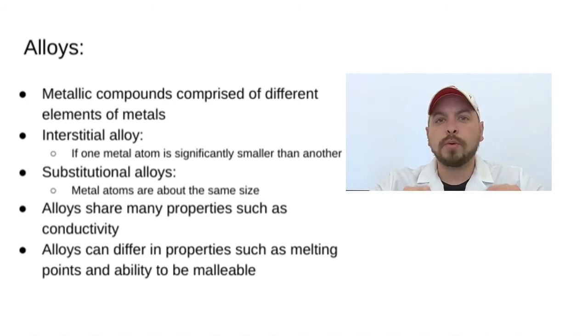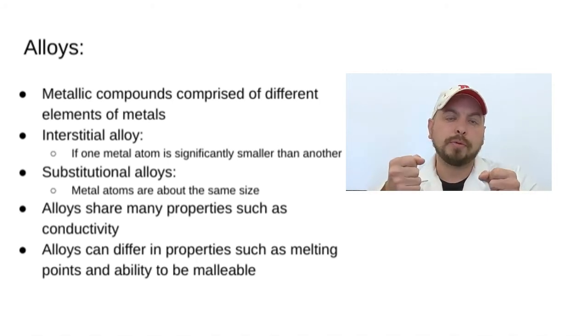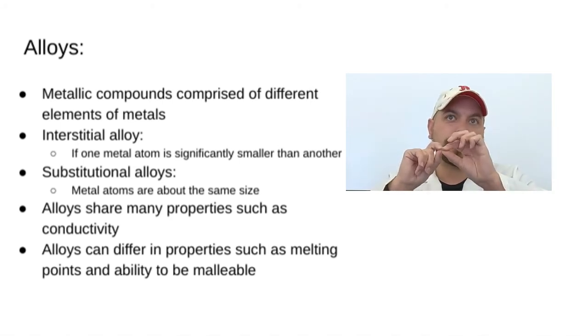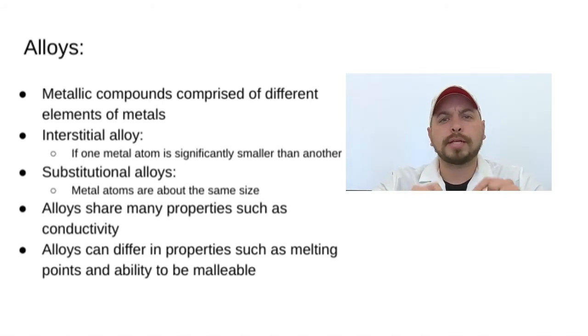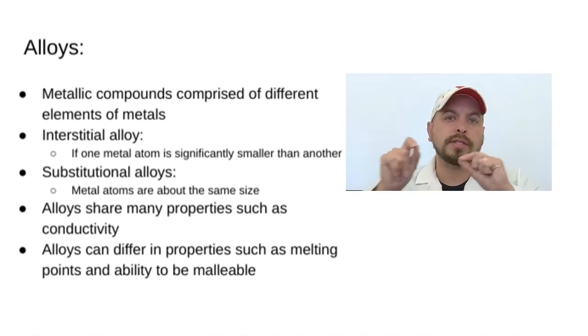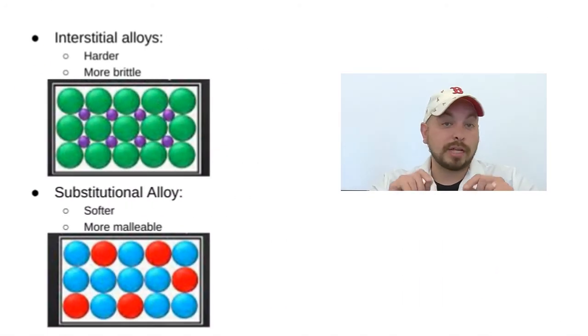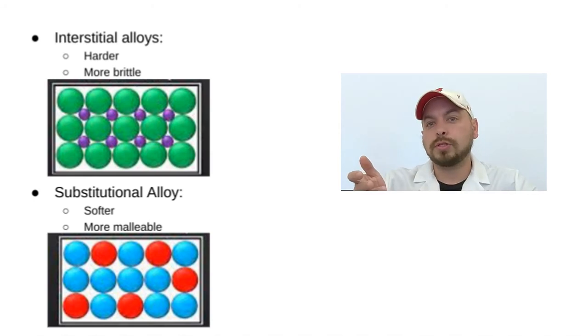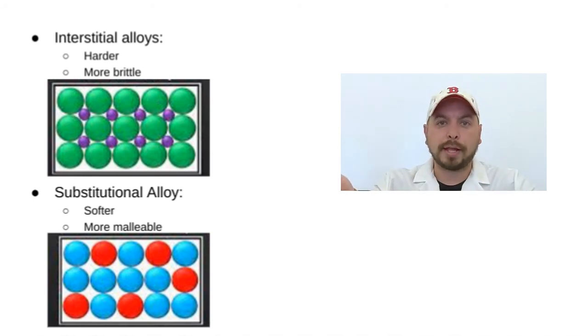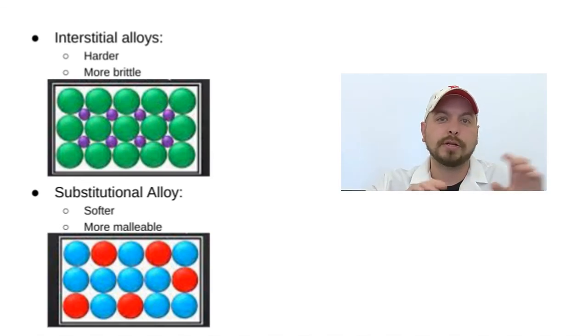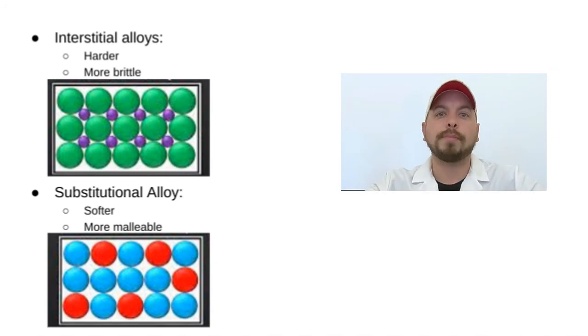Where these alloys differ, though, is in terms of the other properties, melting points, and their ability to be malleable or bend, their ability to be ductile or put into a wire. Okay, so those are the properties that alloys can differ. And so we create alloys specifically in order to be able to exploit the different properties of the different metals involved. In general, interstitial alloys tend to be harder and more brittle, whereas substitutional alloys tend to be softer and less brittle, more malleable. All right, and again, that's based off of simply how those atoms are able to interact with each other and move past each other in the processes of melting or bending.